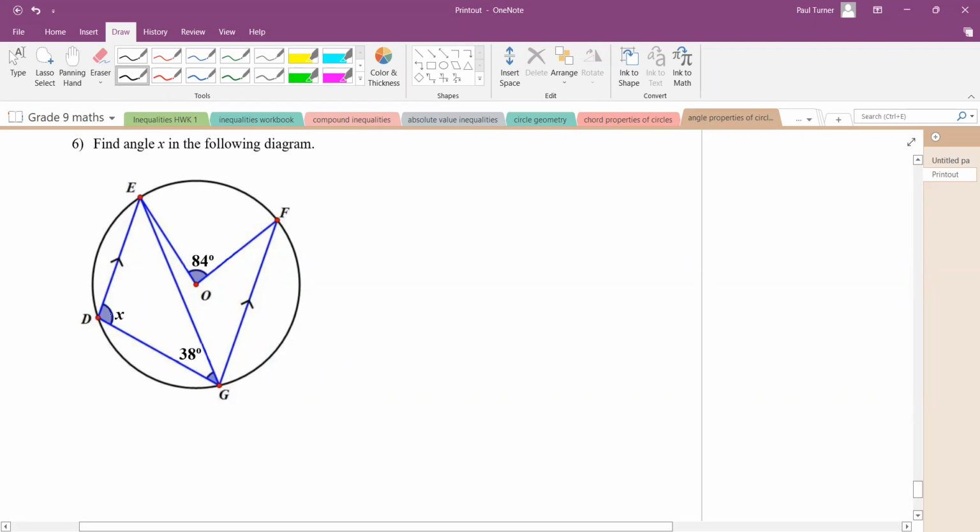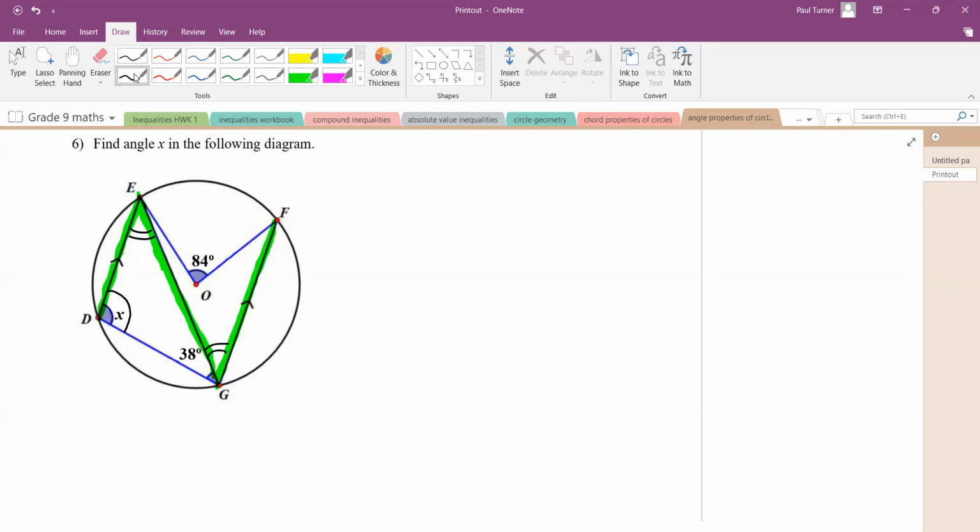Okay, in question 6, we need to find this angle X down here. The first thing to note is that you have parallel lines here. So we may be using our alternate angle rule. From this rule, we know that this angle is going to be equal to this angle here, and that might be quite useful to find X. If we know this angle, we can find X because the sum of those three angles will be 180.